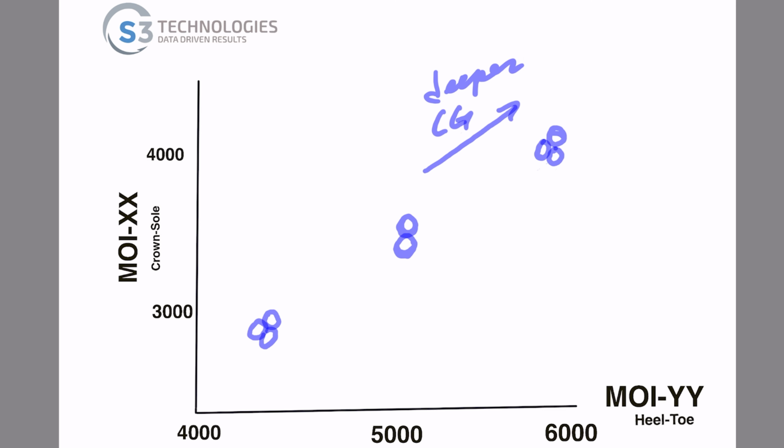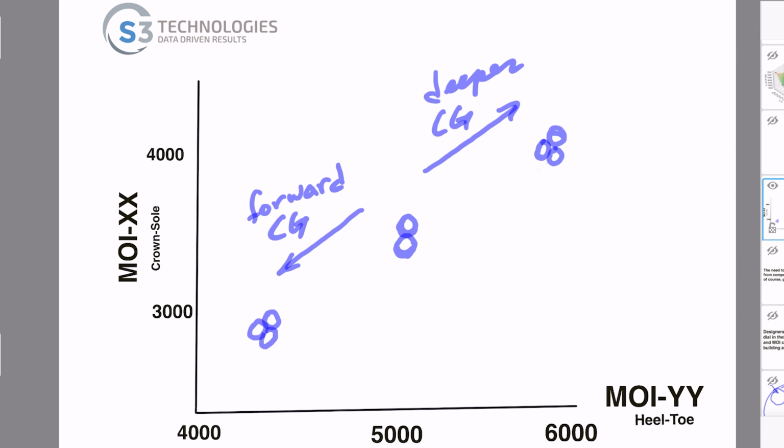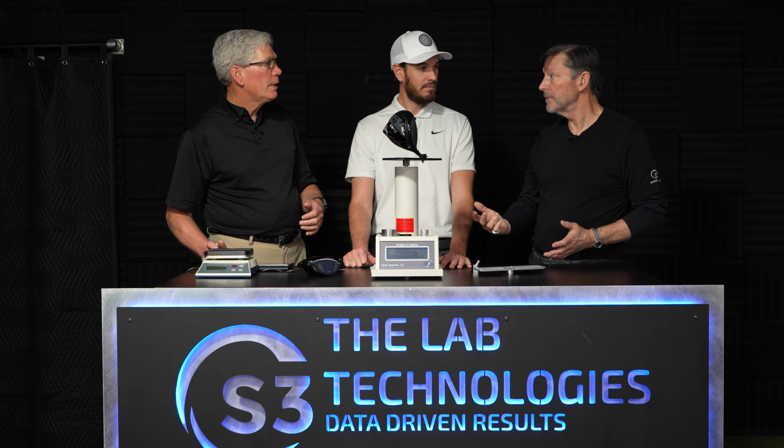Which generally creates higher launch. Higher spin for the most part. And more spin a little bit. That's right. And then here you're getting a forward CG, and that's going to be workability, better ball speed, and generally lower spin rate.